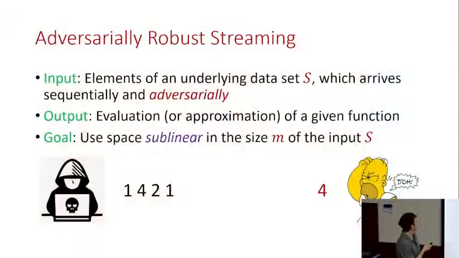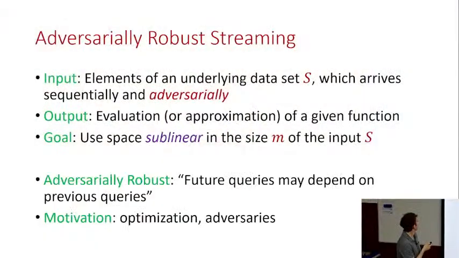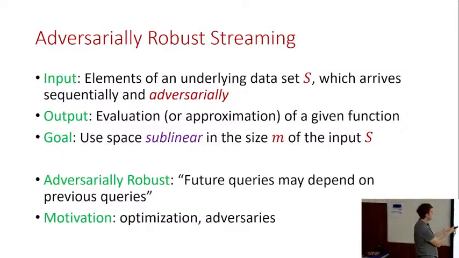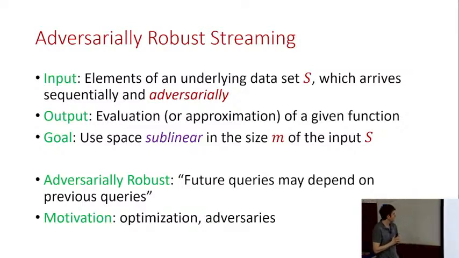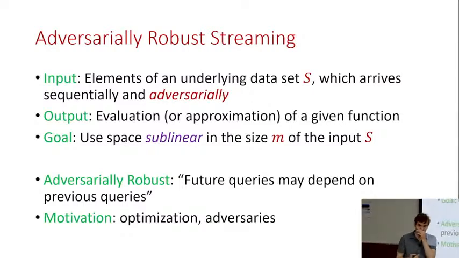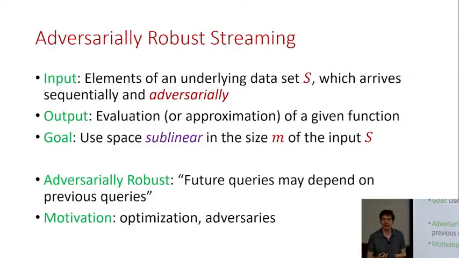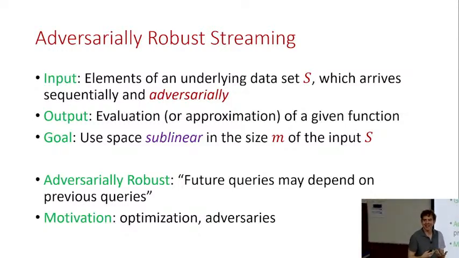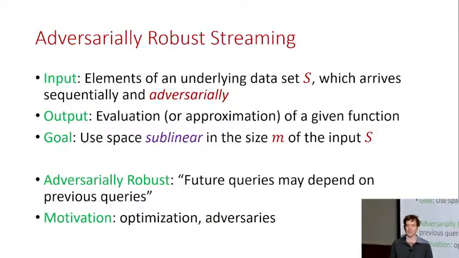Yeah, so got it wrong. So adversarially robust means future queries may depend on previous queries. So the motivation, and the way I've been describing it, is with an adversary. But there are certainly adversarial situations, but I want to also argue that in common situations, the next stream items might depend on previous outputs.